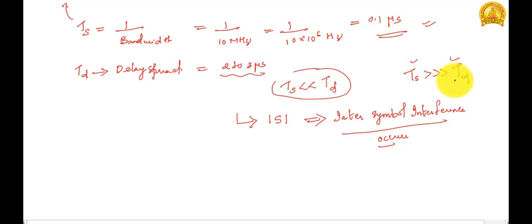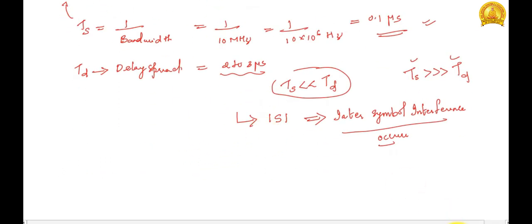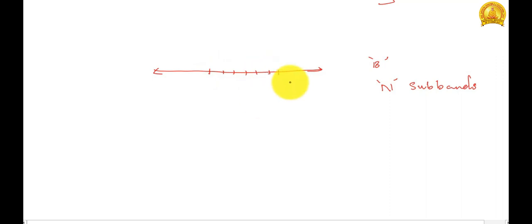ISI. Okay, so in order to make that symbol time much greater than delay spread, what I am going to do is divide this much bandwidth into so many subbands or sub bandwidth. I am going to divide this bandwidth B into many subbands. Earlier we considered a communication system with this much bandwidth, say B. Now I am going to divide this bandwidth into n subbands.